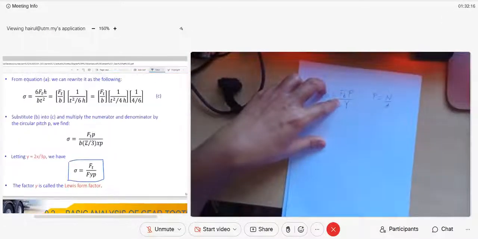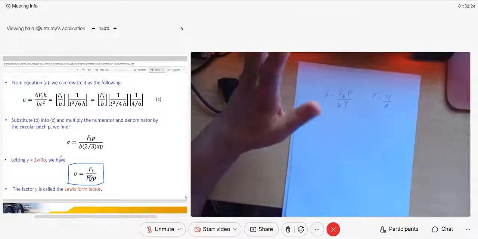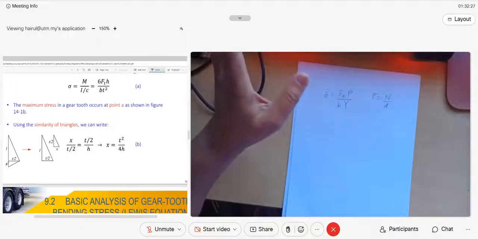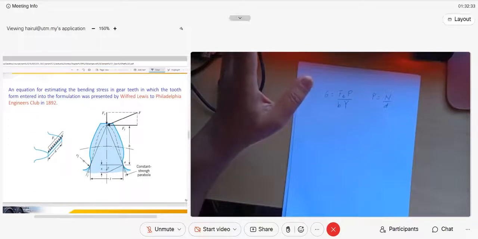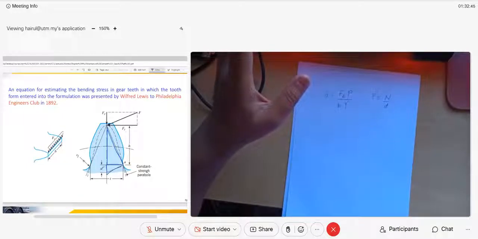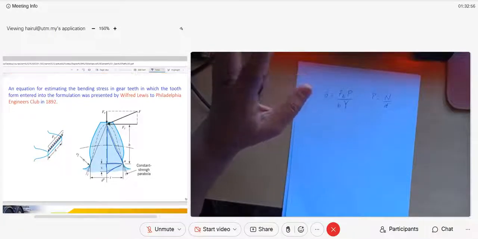Actually, Y comes from this equation. This is small y, and y is 2x over 3p, where p is the diametrical pitch. Where is x? X comes from the cantilever beam. Can you see that? I don't need to explain this rectangle in detail, just how they represent it. This rectangle and this rectangle have the same ratio. This is a distance x, with your F tangent here. So x is already put there.